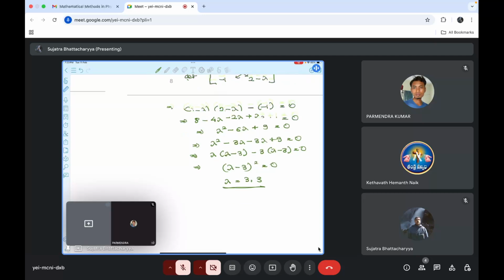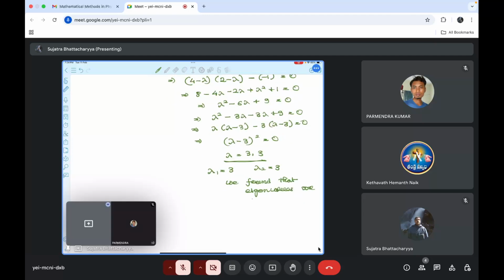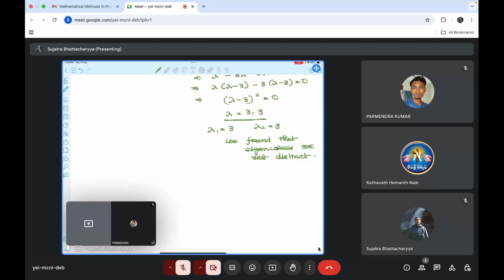All right. So both the solutions are same. So lambda 1 is equal to 3. Lambda 2 is also equal to 3. Important thing is that these are not distinct eigenvalues. So we found that eigenvalues are not distinct. This is what we have found, right? These are not distinct. They are same. Lambda is equal to 3, 3. Okay, so let's check for the eigenvectors.